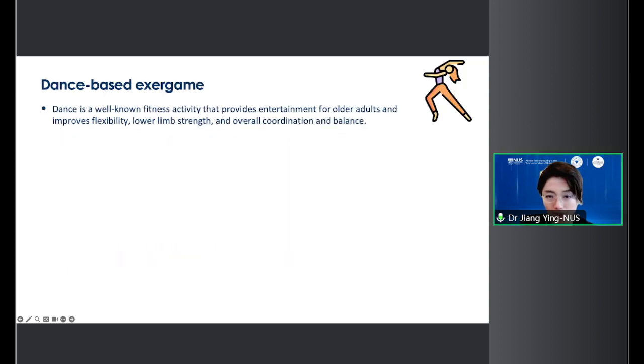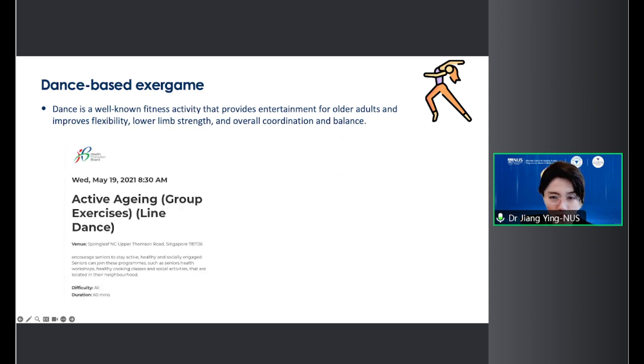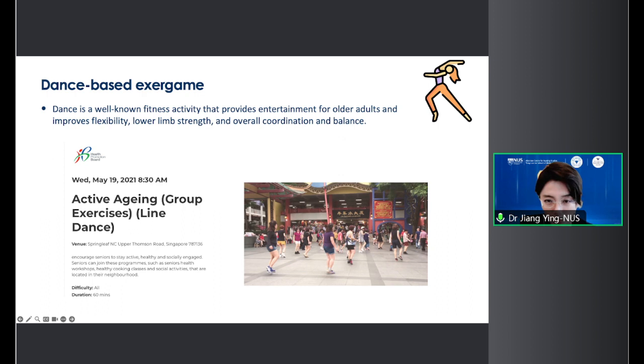Then we look at the content. We're thinking about what are the possible game content that fit their preference or their needs. So we look at dance. Dance is actually not an out-of-nowhere kind of thinking, because it has a good population foundation. In Singapore, in our Active SG Sports Centers, they organize group dance exercise, light dance exercise for older adults, especially before COVID. There were many good exercises ongoing in the communities.